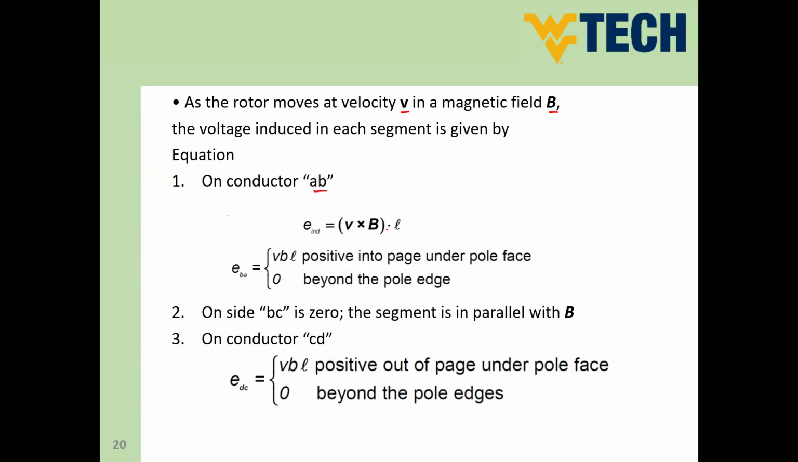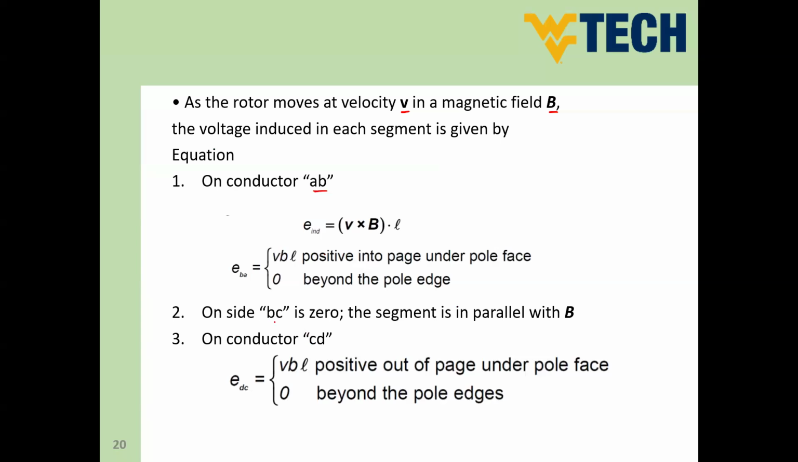So we can say that the induced volt on the conductor, e_BA, is going to be v times B, where B is the magnetic field density, times the length of the conductor. This is positive into the page under the pole face and 0 beyond the pole edge. As we mentioned, if you go to the edge of the pole, you will have 0 EMF, but inside you will have the amount of vBL.